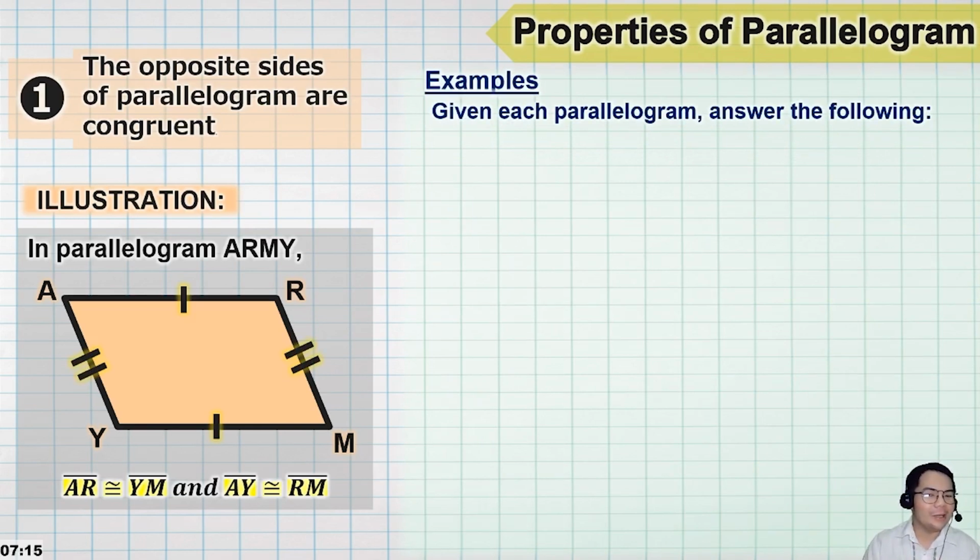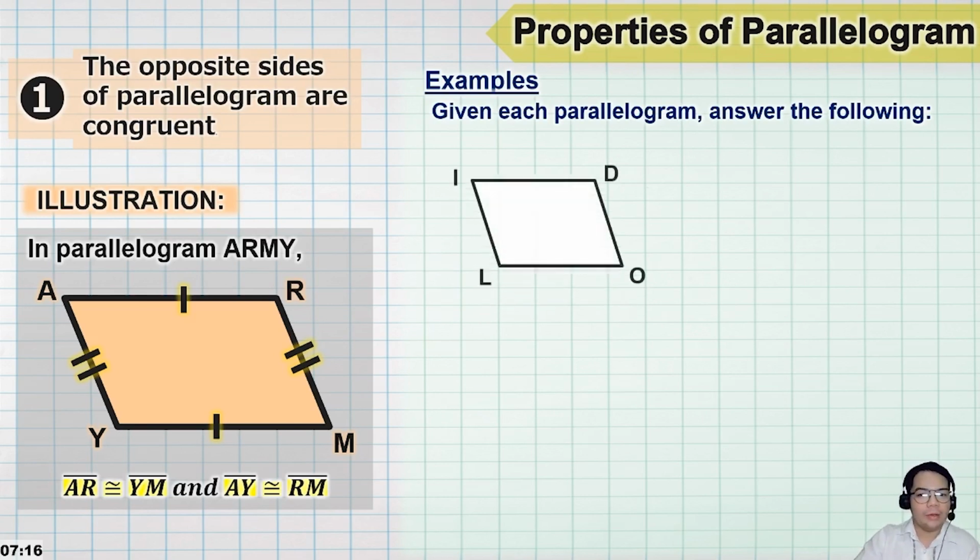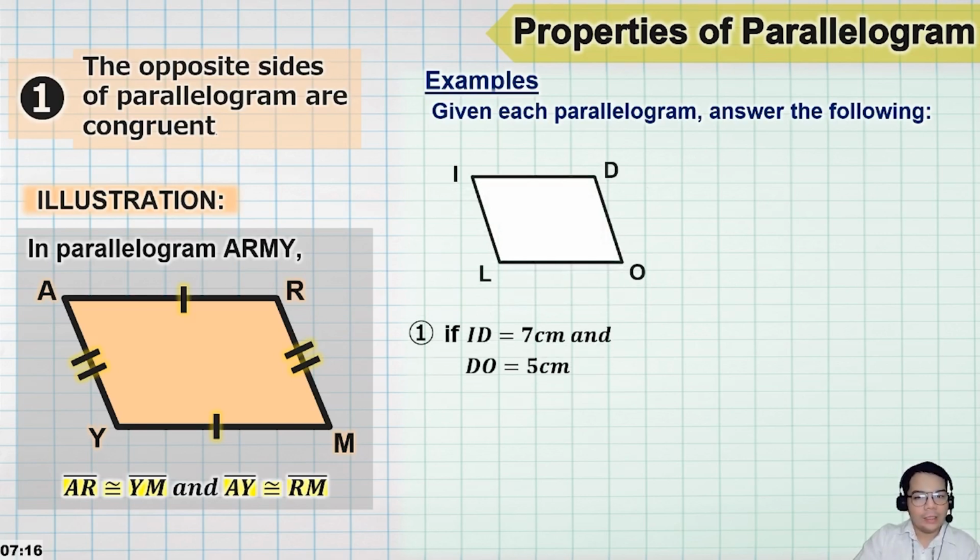So I think kailangan or madali na sa atin magsagot ng mga examples na katulad nito. Application ng opposite sides are congruent in a parallelogram. For example, we have here quadrilateral IDOL, and not quadrilateral, it's already a parallelogram. So parallelogram IDOL. So we have here the given side ID is equal to 7 centimeters and side DO is equal to 5 centimeters. Given the following values of two sides, we can say that the measurement of side LO is also going to be 7 centimeters.